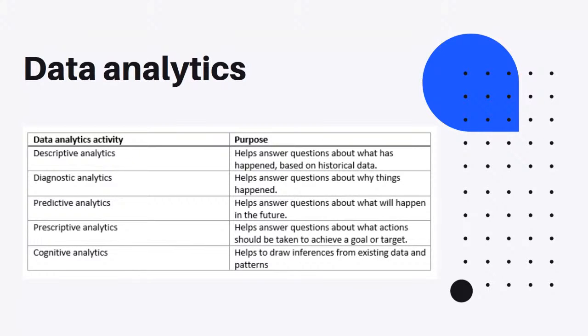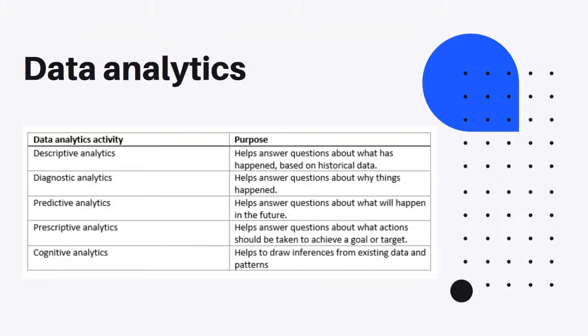But this data analytics is further divided into broad categories. There are several activities that data analytics can have. The data analytics activities include descriptive analytics. Descriptive analytics helps in answering questions related to the historical data we have, like what has happened before, by bringing insights from that historical data. Then we have diagnostic analytics, which helps in answering questions like why these things have happened.